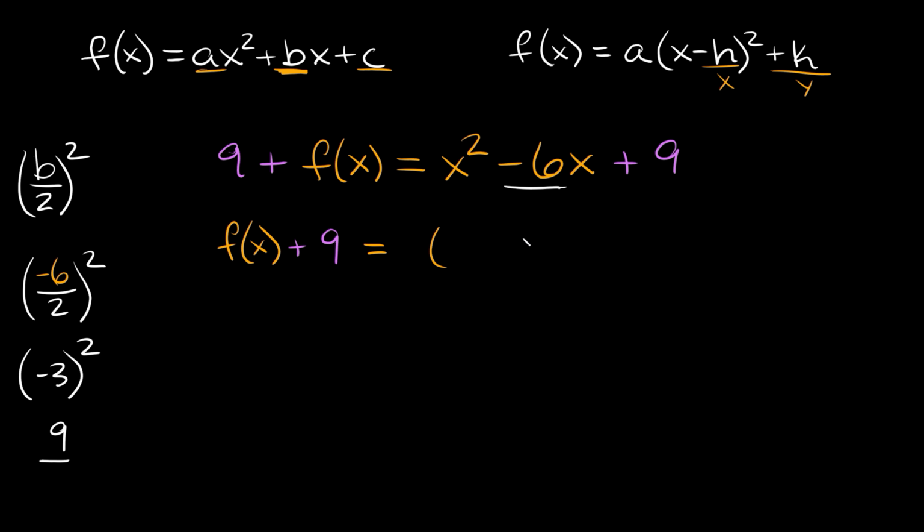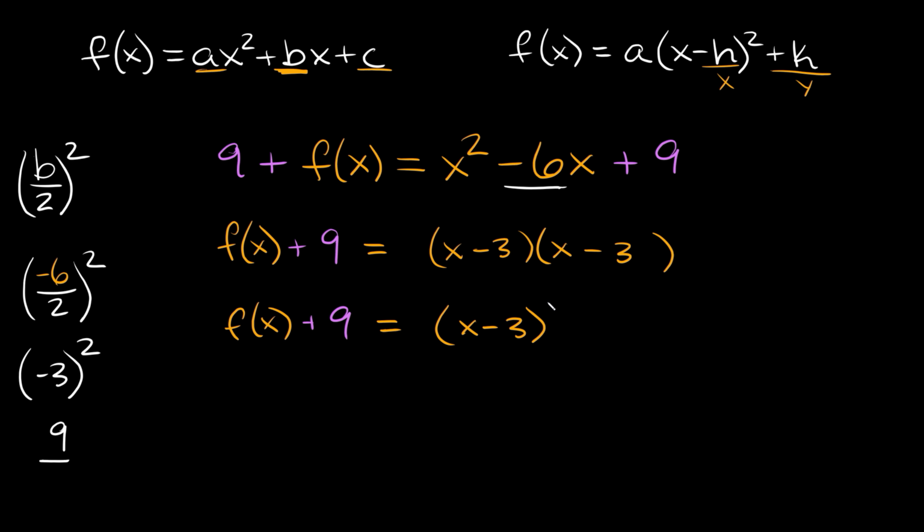So here we can split this up into two sets of parentheses, right? So x squared we can split up into x times x. And then for these two numbers, we need two numbers that multiply to +9, but they add up to -6. So in this case, that would be a -3 and a -3, right? -3 times -3 is +9, and -3 minus 3 is equal to -6. So here we're going to have f of x plus 9 is equal to, and then here, x minus 3 times x minus 3 is the exact same thing as x minus 3 squared.